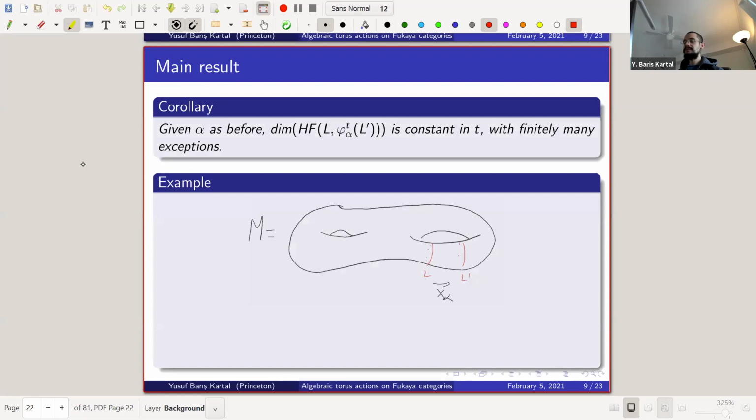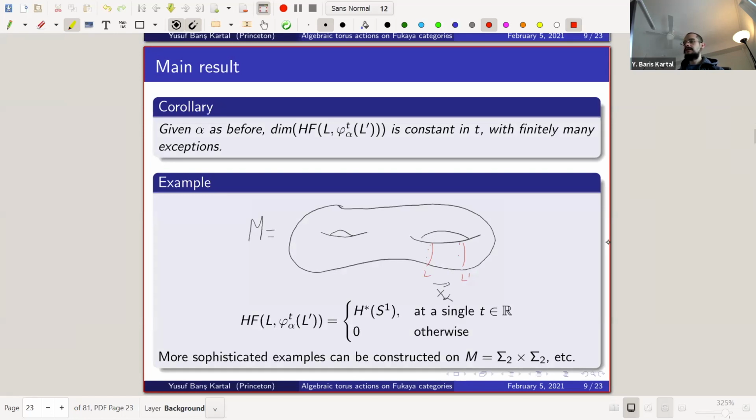Example: the simplest example is probably a genus 2 surface, and you take L and L prime to be Lagrangian spheres, and you take X alpha to be a vector field that moves L towards L prime, and you can take it up to Hamiltonian isotopy, etc. And then the Floer homology group here is non-zero when L crosses L prime, but it's going to be zero at other points.